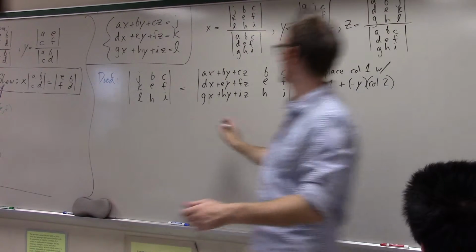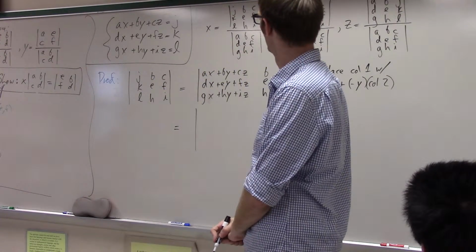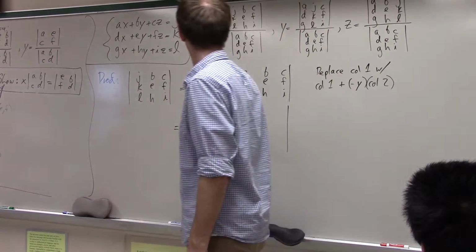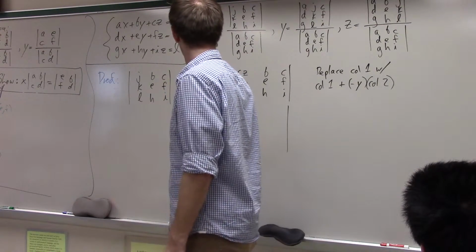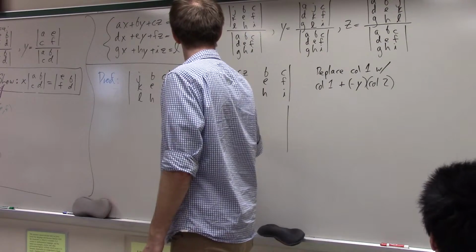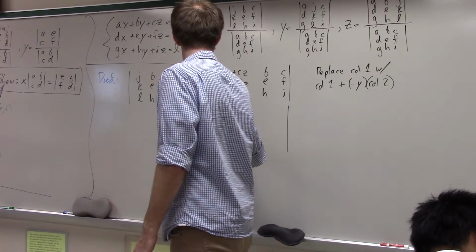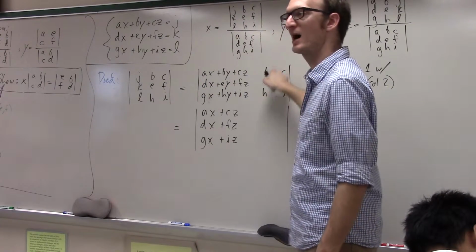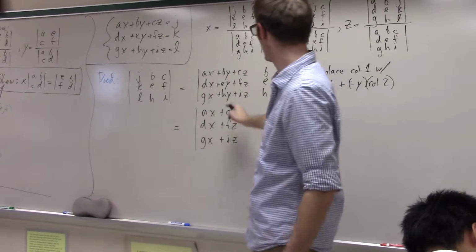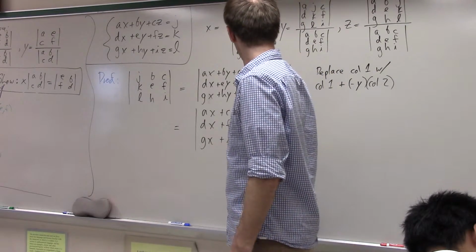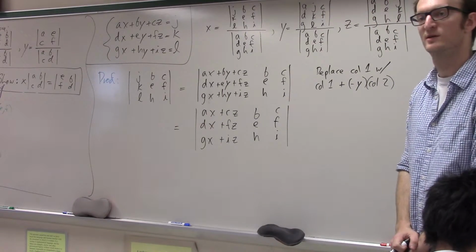That does not change the determinant, so what do we end up with? Does everyone see if I multiply column 2 by negative y and add it to column 1 and replace column 1 with that, then I end up with this.